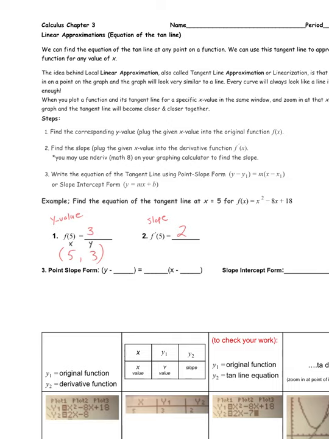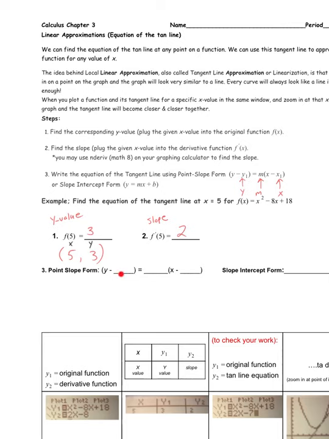In calculus, we use point-slope form, and it looks like this. It is y minus the y-coordinate. You plug your y-coordinate in right here. And then it is equal to the slope. You plug your slope in right here. And then it's times x minus the x-coordinate. You plug in your x value right here. So you just plug those three things in. We're going to try it right here.